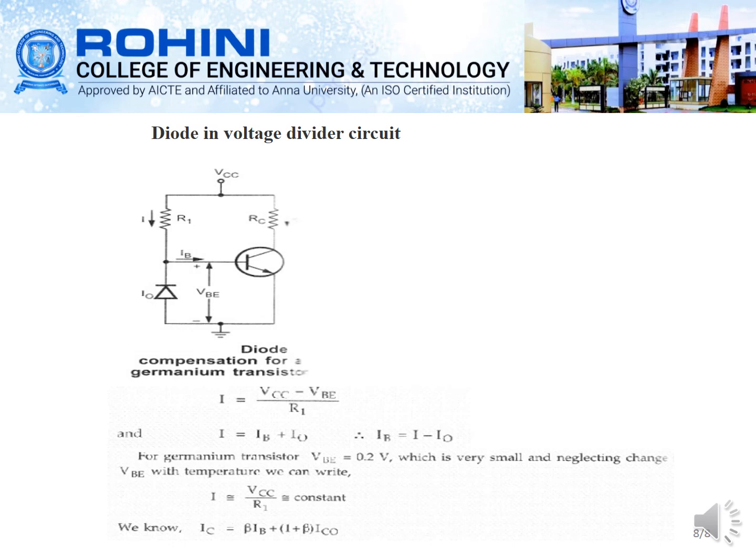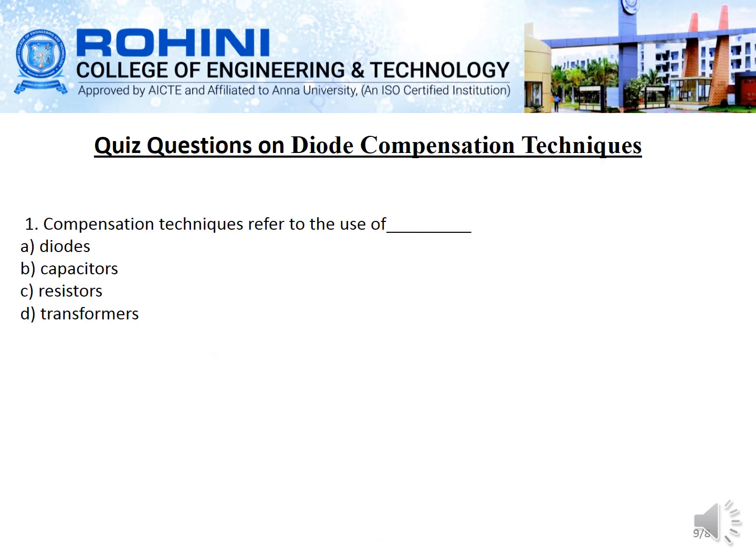We know that for germanium VBE is equal to 0.3. You can substitute this one; it is very small, so we can neglect the changes happening with temperature. So we write this equation as I is equal to VCC by R1, which we take as constant. And we know the equation IC is equal to beta into IB plus (1 plus beta) into ICO. From this we can apply the equation and find out the collector current. Whenever there is an increase in the temperature, the increase in the diode current and the increase in the leakage current cancel each other.